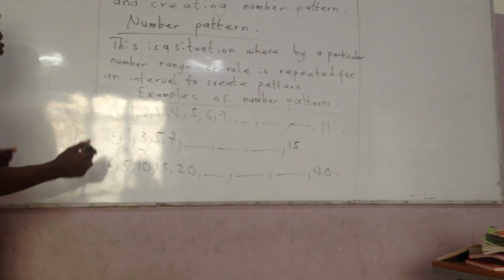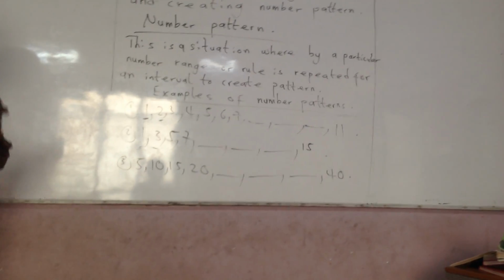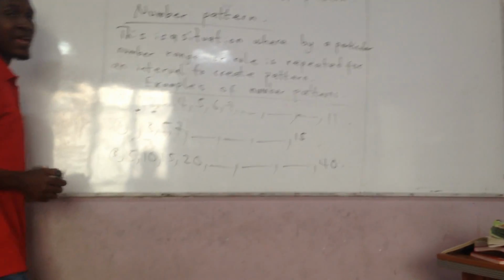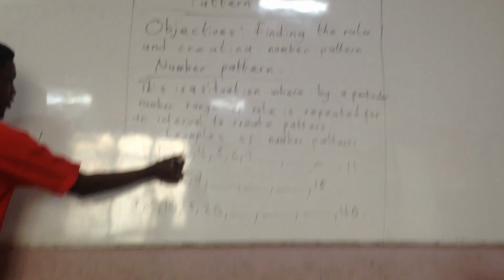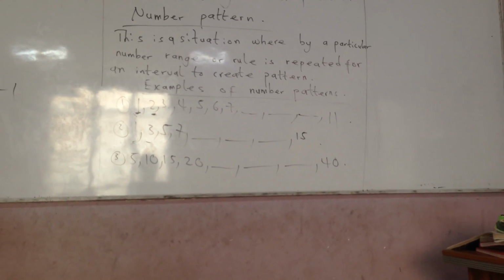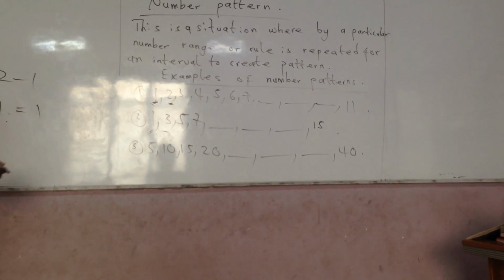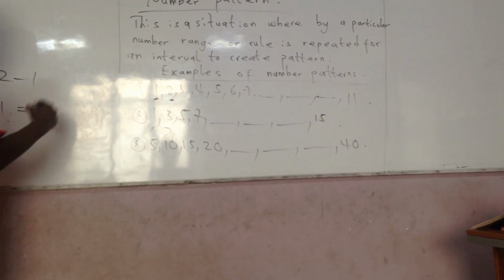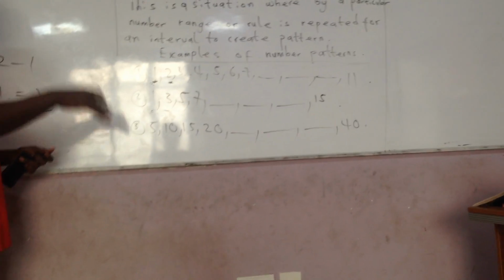Whenever you want to find the rule in any number pattern, you subtract the first number from the second number. So 2 minus 1, we are taking out 1 to be left with 1. So the rule is 1. That's the rule for this number pattern. So we are only going to add 1 to it, and after getting our answer, we add another 1.